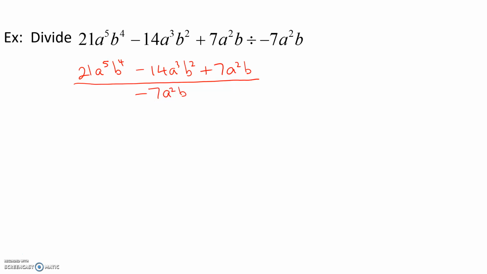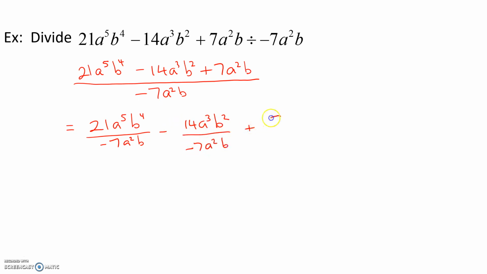Okay, so because we're dividing by a monomial denominator, we can separate these into three terms. So we have 21a to the fifth b to the fourth divided by negative 7a squared b, minus 14a to the third b squared divided by negative 7a squared b, plus 7a squared b divided by negative 7a squared b. Let's simplify each of these terms.